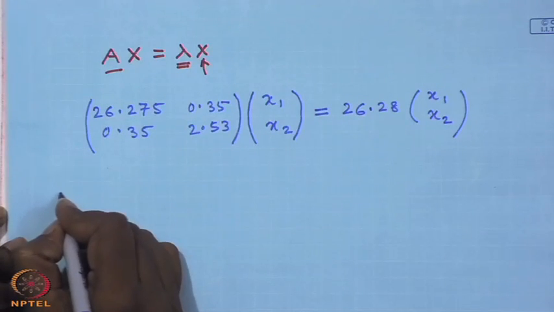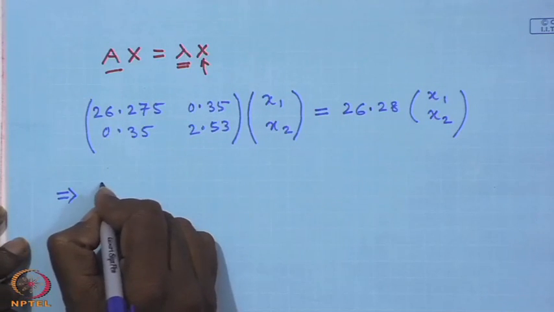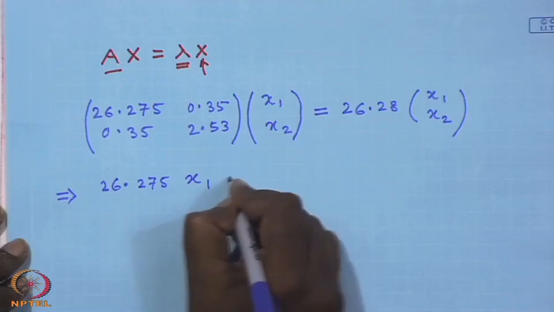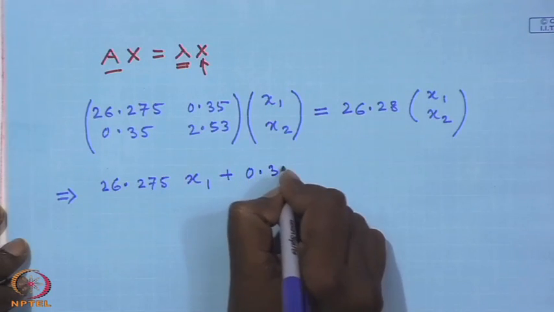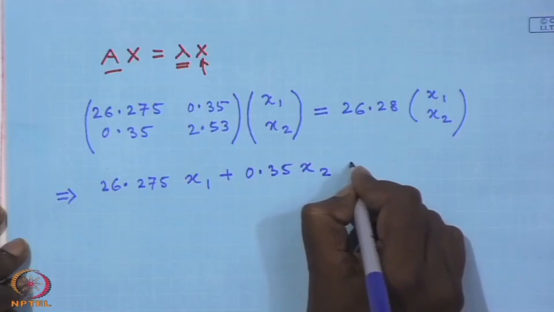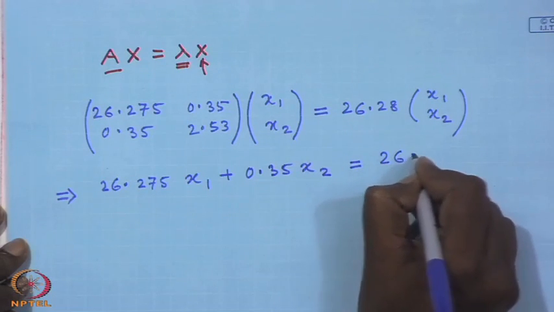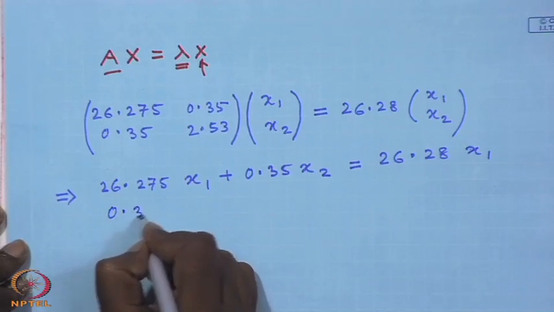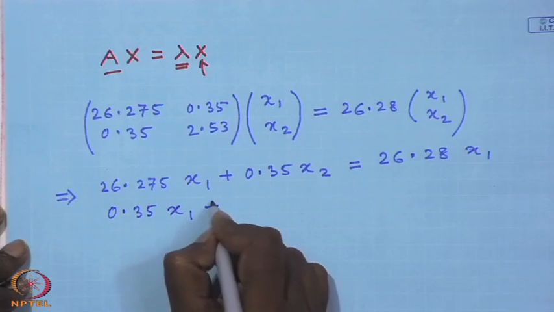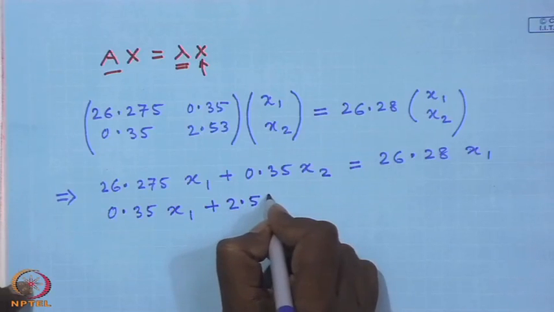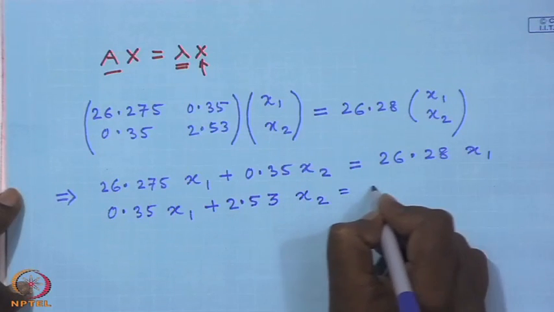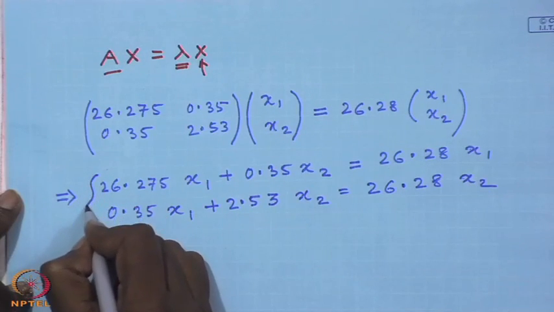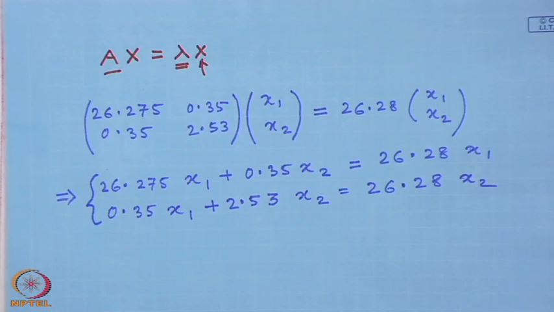So, if I reduce these equations into linear equations, I get two equations. One is 26.275 times x1 plus 0.35 times x2 is equal to 26.28 x1, and the other one is 0.35 x1 plus 2.53 x2 is equal to 26.28 x2. So, I get these two simultaneous equations.